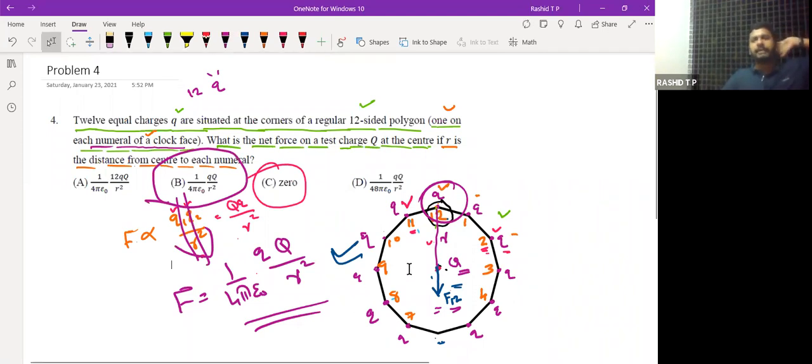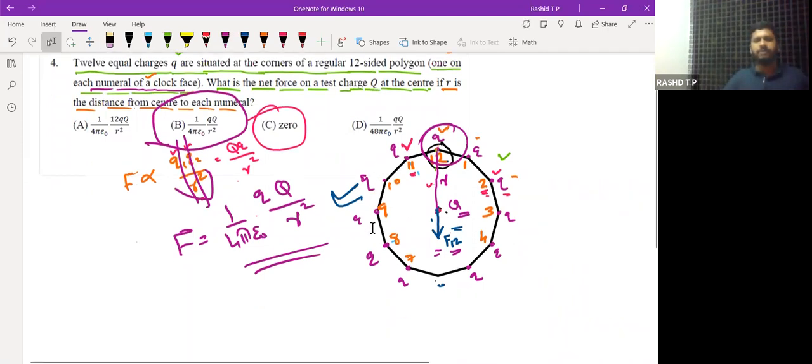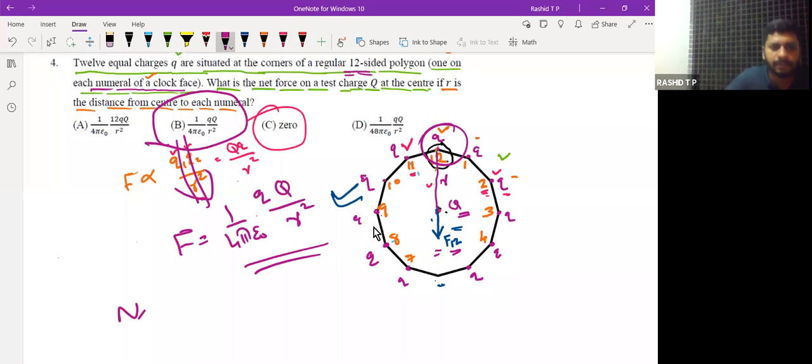Now, one thing you can conclude here. Suppose any polygon is given, like here this is a 12-sided polygon, that may be a hexagon, that may be a square. Then if the number of sides, here the number of sides is 12, equal to the number of charges.